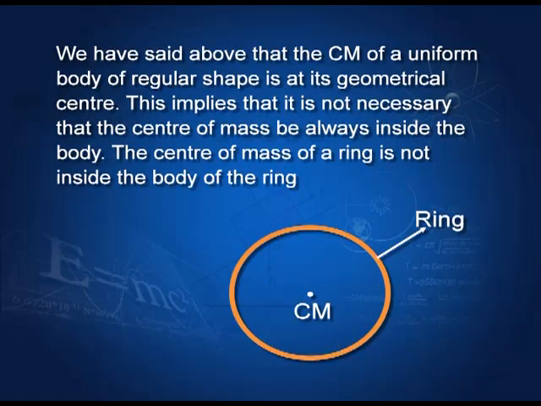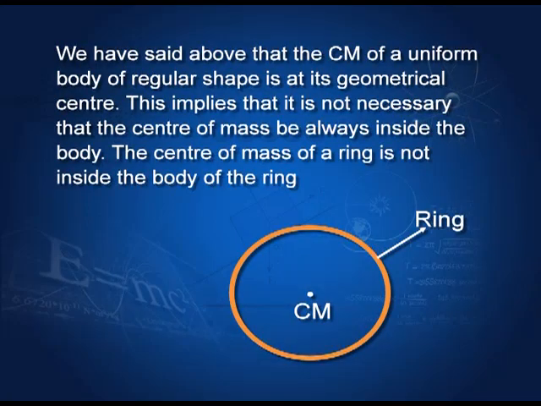We have said that the center of mass of a uniform body of regular shape is at its geometrical center. This implies that it is not necessary that the center of mass be always inside the body. For example, in the case of a ring, the center of mass is at the center of the ring, which is outside the body of the ring.